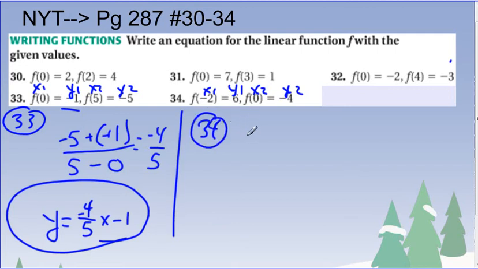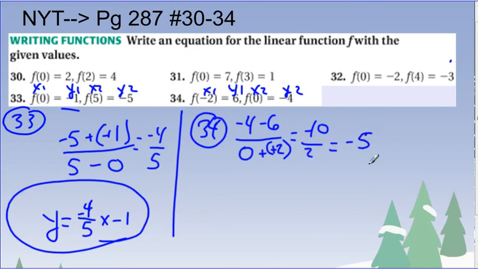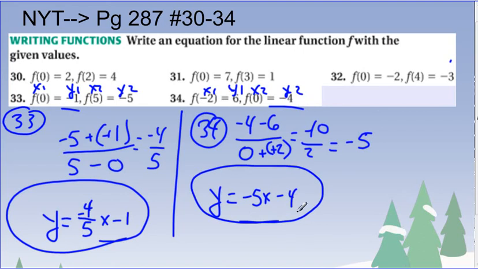And 34. y2 minus y1 over x2 minus x1. This gives us a negative 10. This gives us a positive 2, which simplifies to a negative 5. So we have our slope. We have our intercept, because the x value is 0, so that's the intercept. So now we just take y equals slope x minus 4, because the intercept is a negative 4. And we're done.